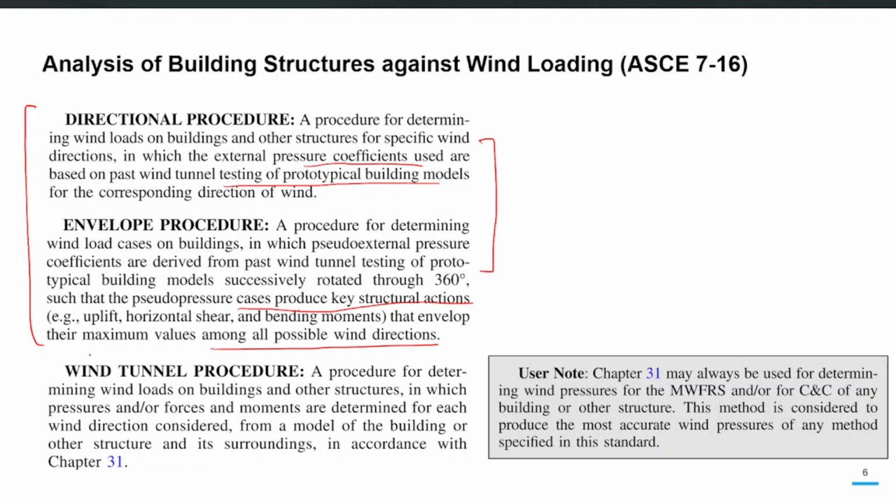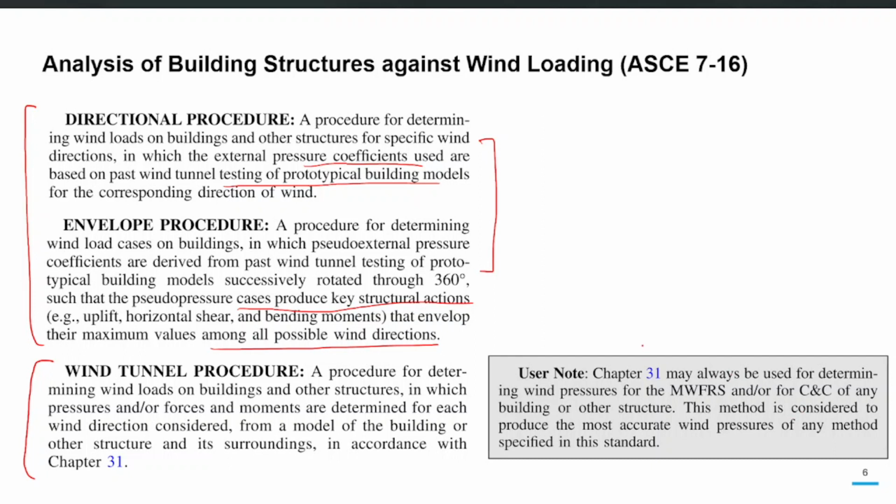An alternative to that we have the wind tunnel procedure. It is a procedure for determining wind loads on buildings and other structures in which pressure or forces or moments are determined for each wind direction considered from a model of the building or other structure and its surroundings. So as the name indicates, we construct a reduced scale model of our building and we subject it to a loading scenario in a wind tunnel and determine the realistic characterization of actual wind loading.